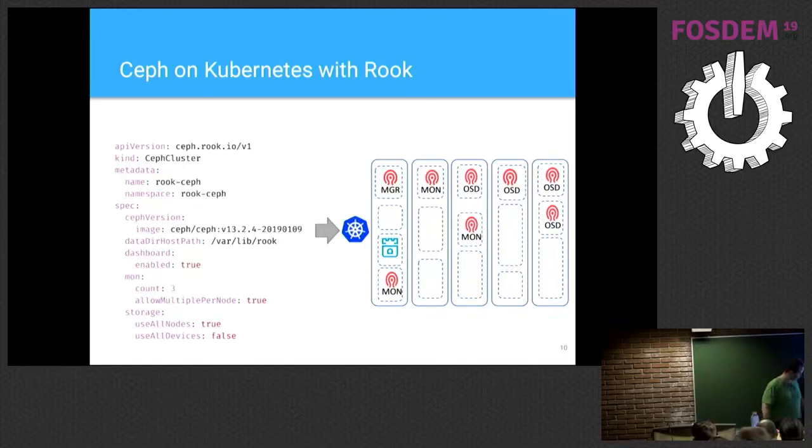This part with the storage here, for example, use all nodes, use all devices, is kind of like controlling. There's more to control, but those two options allow you to select where storage will be used and what storage will be used. With use all nodes, it means use all nodes that the Rook operator can place OSDs on, which are, to put it like that, valid in the Kubernetes aspect. Use all devices would imply that all empty devices will be used for an OSD.